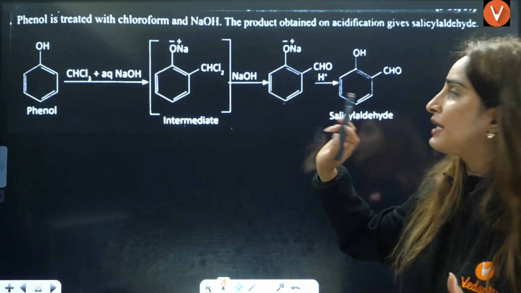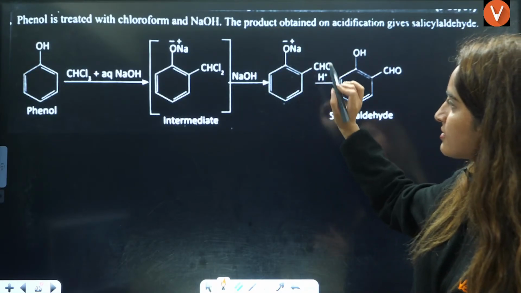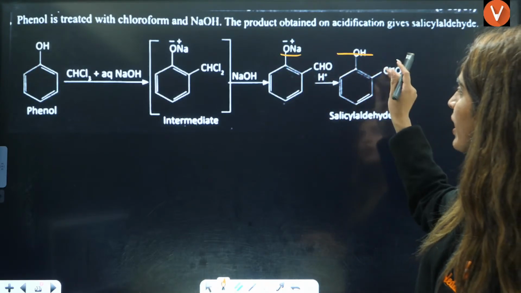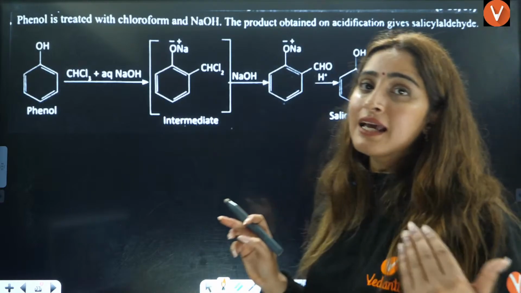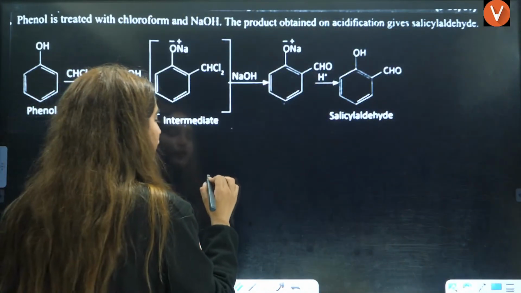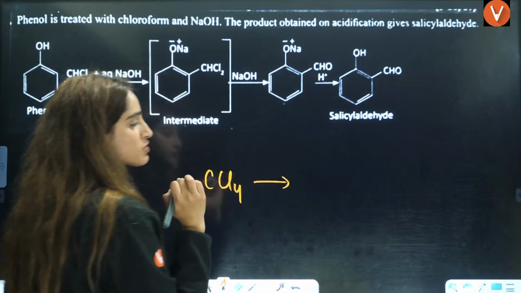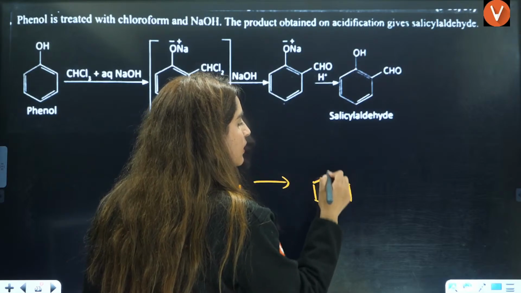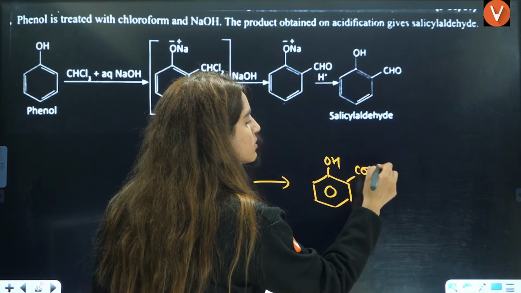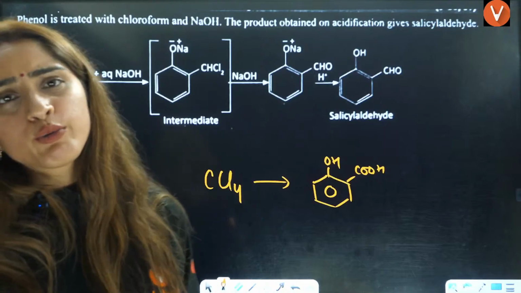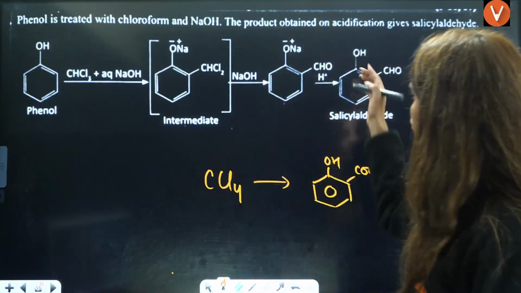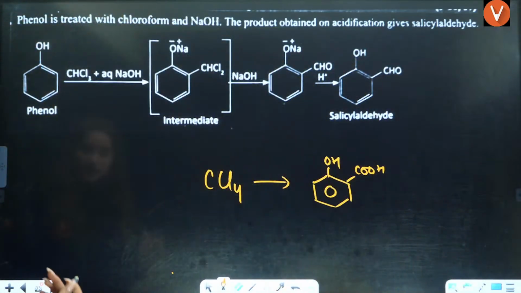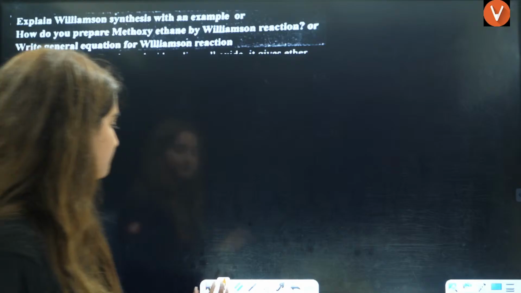Then again you fuse it with NaOH, you will have the formation of ONa-CHO, and then in acidic medium this will be converted to OH, and you have the formation of salicylaldehyde. Now, if you use CCl4 here instead of CHCl3, then you will have the formation of salicylic acid, right? That's a very, very important question. Both ortho and para are formed here, but ortho is more preferred because it provides hydrogen bonding. That is the major product.